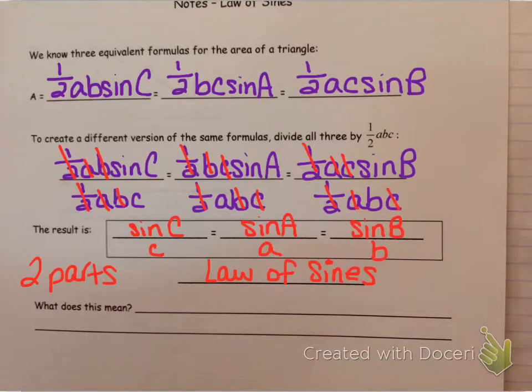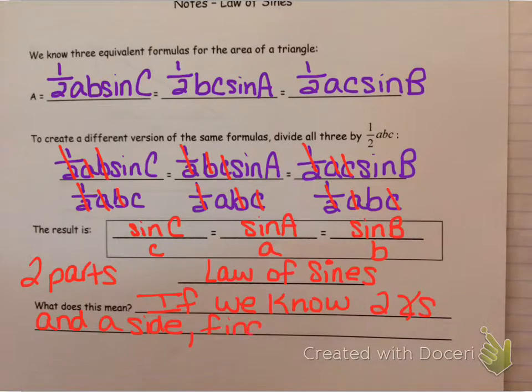And we'll talk about on our example which parts it is that we use. But the way we prefer to use the law of sines is if we know two angles and a side of our triangle, then we'll use the law of sines to find the other sides. That's the best use of it.